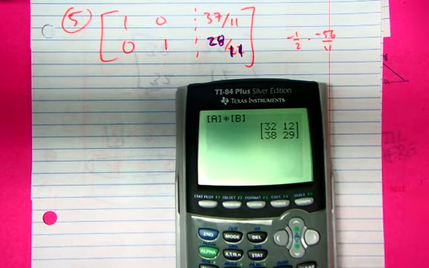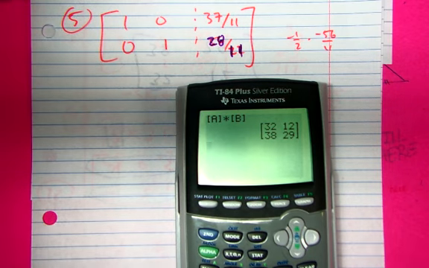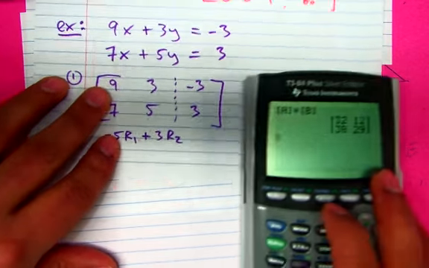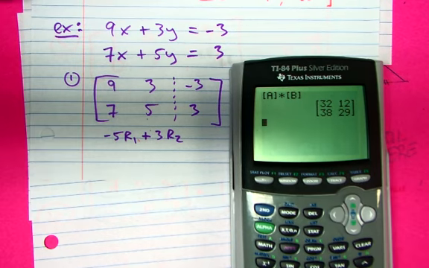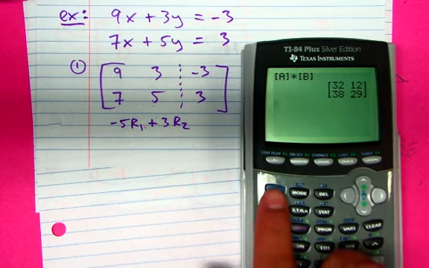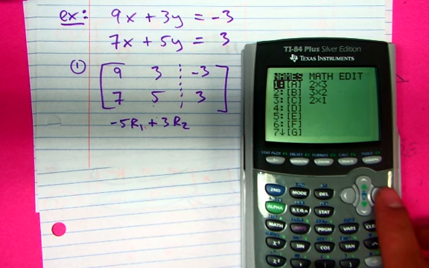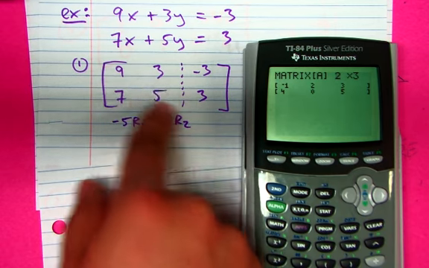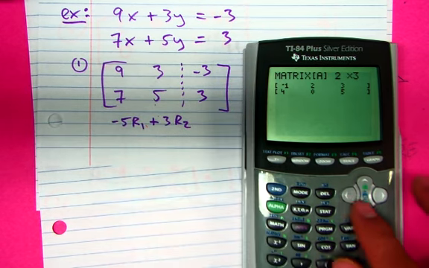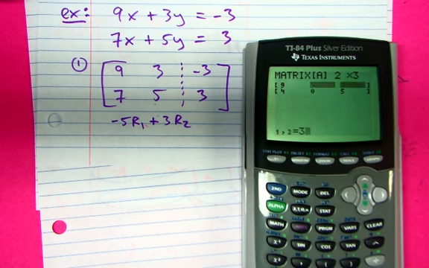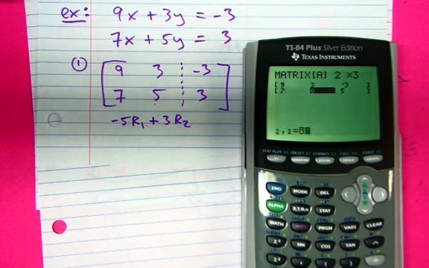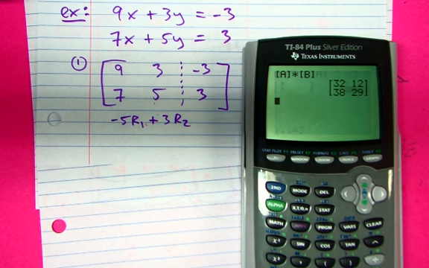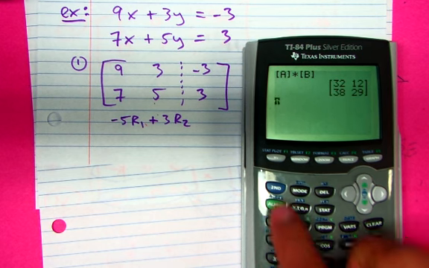Let's take the first example, this one. You guys remember what the answer was? -1 for x and y was 2, right? So here's how you do this in the calculator. Go to the matrix menu, edit, and we're going to make one matrix that has 2 rows and 3 columns. And then we just enter everything. 9, 3, negative 3, 7, 5, 3. Quit out of there. Go to the home screen. Go back to the matrix menu.